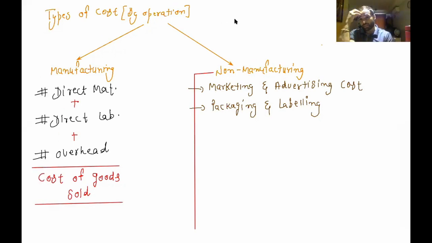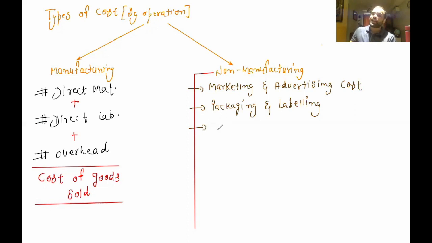Like, for example, on food items, they write the nutrition values and manufacturers and date of manufacturing, all this kind of labeling information. Same with medicines: name of the medicines, manufacturing date, expiry dates, and some basic chemicals they use in that product. So that's called packaging and labeling cost. Packaging is whatever money we spend to pack the product.